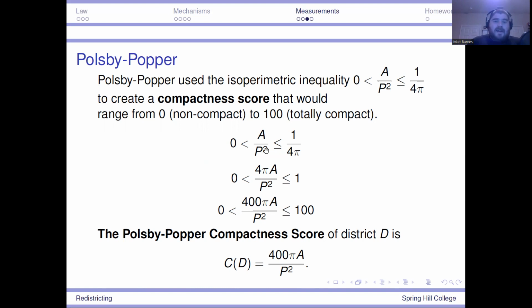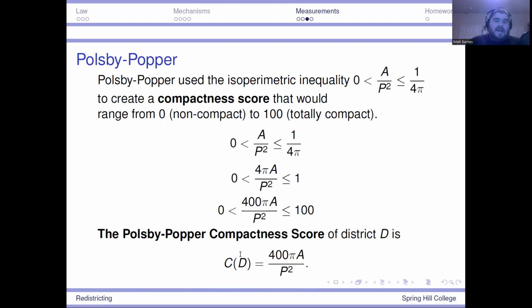And so with a little bit of math, we can take this that goes from 0 to 4 pi, right? Multiply everything by 4 pi, and then multiply everything by 100. So just a little bit of algebra here. And what we end up with is this. So on one side, we have 0, which would be not compact. On the other side, we have 100, which would be totally compact. And this is our thing in the middle. This is going to be our formula.